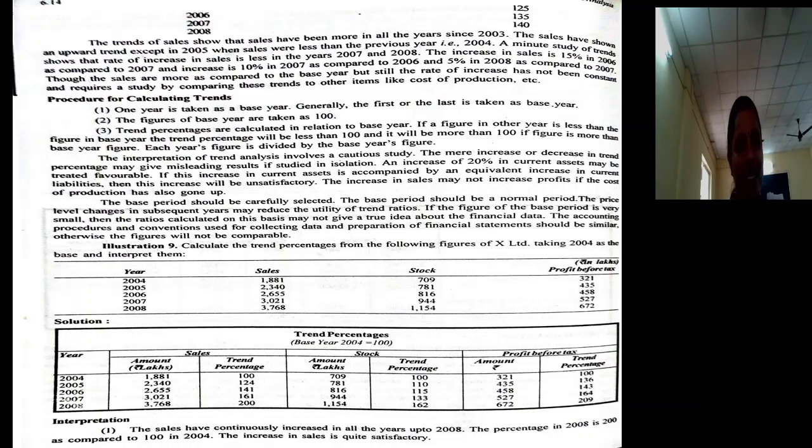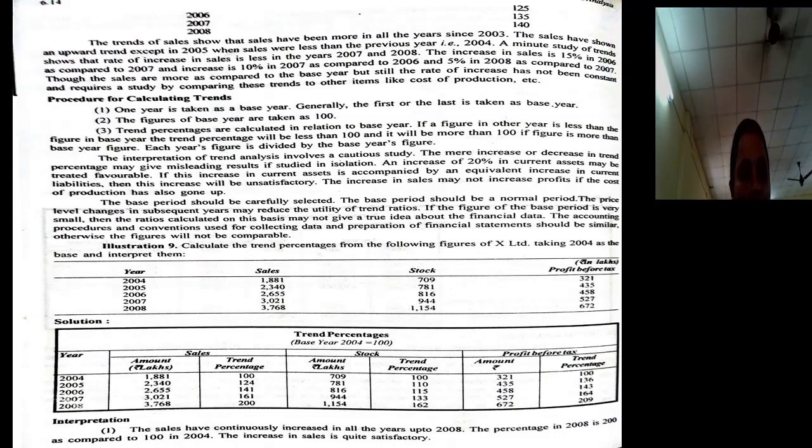Just look at this illustration. Calculate the trend percentages from the following figures of X Limited, taking 2004 as base, and interpret them. Year, sales, stock, and profit before tax are given. So we have a few items of information from the income statement.